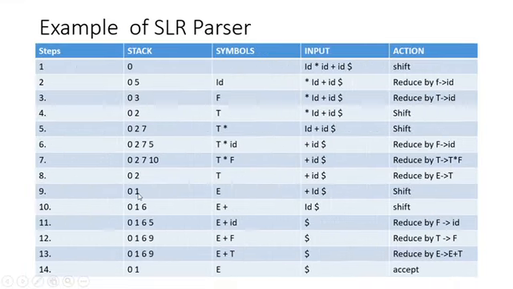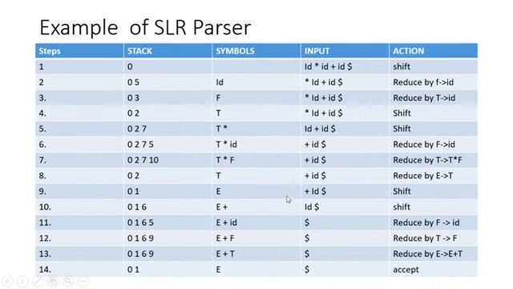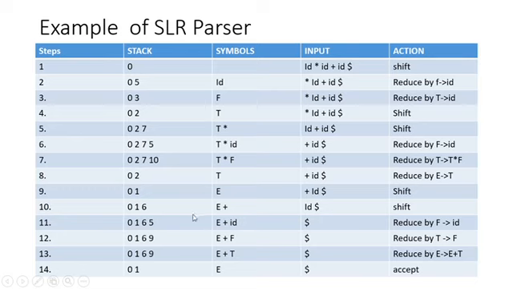Again 1 with plus gives you shift 6, so just change it to 6, plus has shifted here. 6 with ID, it's a shift again, you get 5. Again 5 with dollar, let's look at 5 with dollar. 5 with dollar is what? Reduce 6. Reduce 6 is ID will change to F, exposing 6.